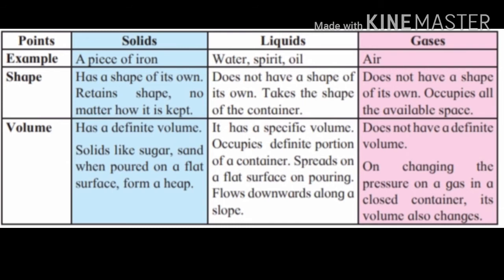Third is gases. Example, air. Shape. Does not have a shape of its own. Occupies all available spaces. Volume. Does not have a definite volume. On changing the pressure on a gas in a closed container, its volume also changes. To understand this more, example, when you fill in air in a balloon, it expands. And when you press a balloon by both the hands, it contracts.